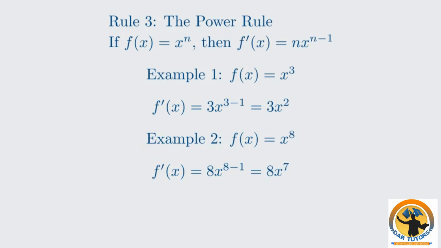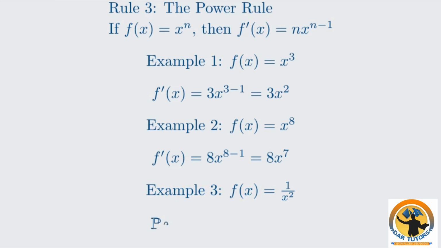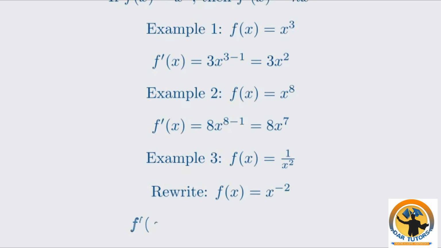The power rule is incredibly versatile. It works not just for positive integers, but for any real number n. This includes negative numbers and fractions. For example, let's differentiate f of x equals 1 over x squared. First, we must rewrite it in the form x to the power of n. Using index laws, 1 over x squared is x to the power of negative 2. Now, n is negative 2.